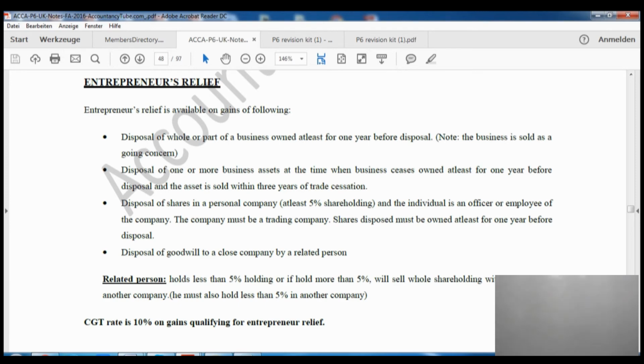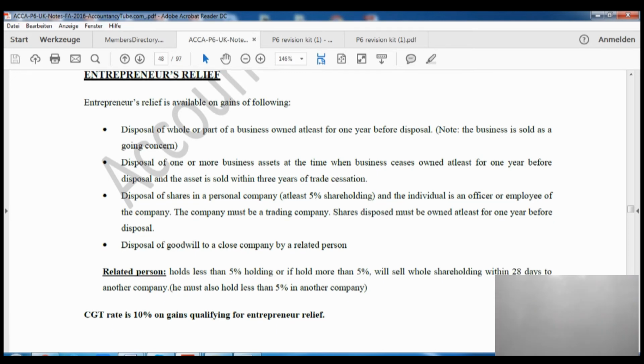That you must have owned it for at least 1 year before you sell it, and the asset is sold within 3 years of the trade cessation. So when you have ceased trading, you must sell this asset within 3 years after cessation. Cessation, we know it means closing the business.